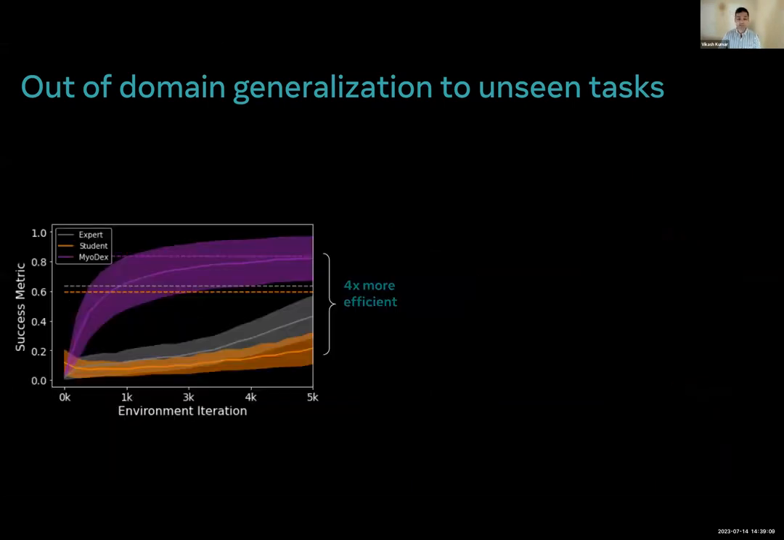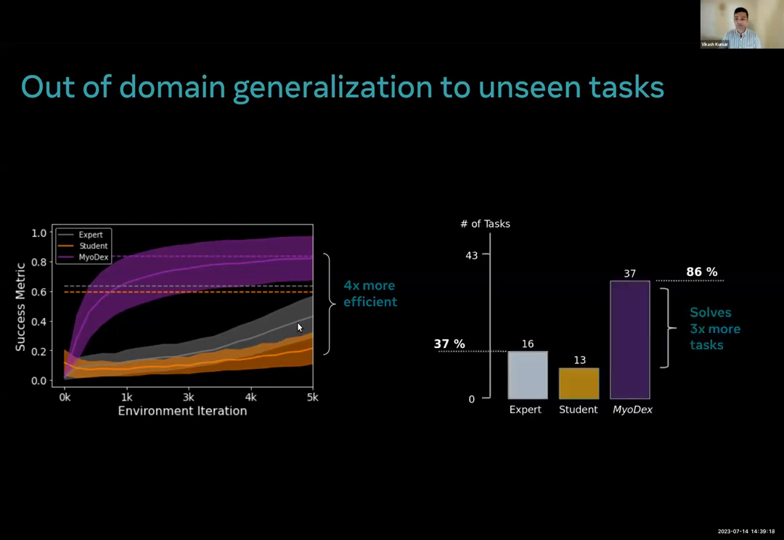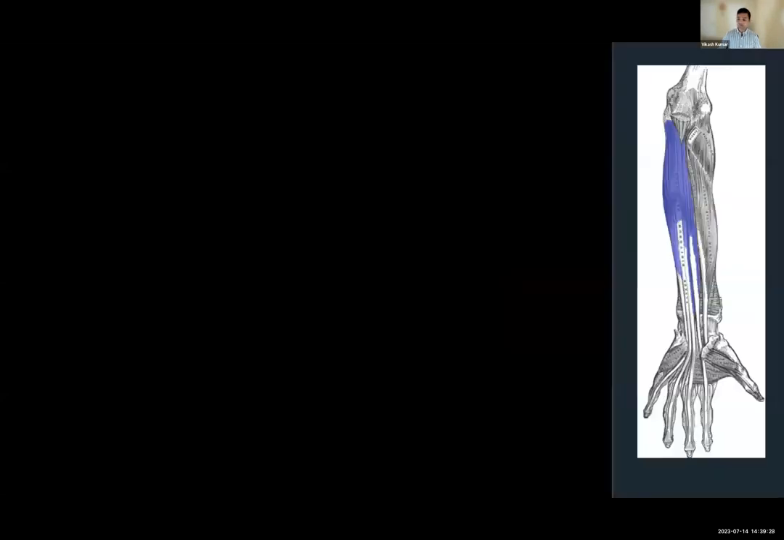And this is just a training curve. You will see the MyoDex policy has a phenomenal acceleration instead of either training from scratch or the student-teacher policy. And now with all of these combinations, we can solve around 86% of the tasks, 57 tasks that I've shown so far. So that's one part of the puzzle.